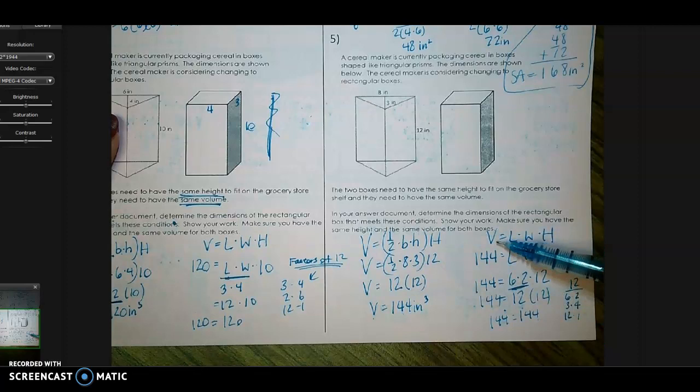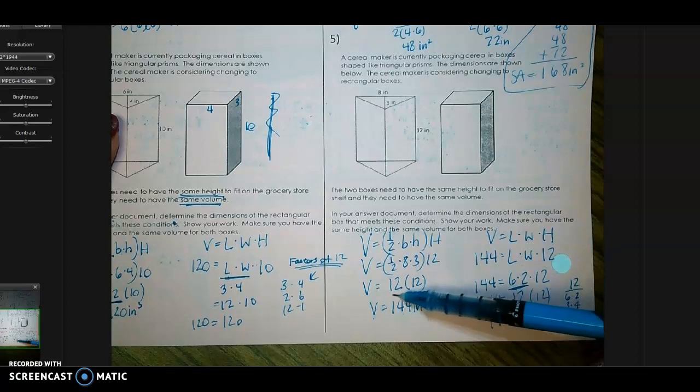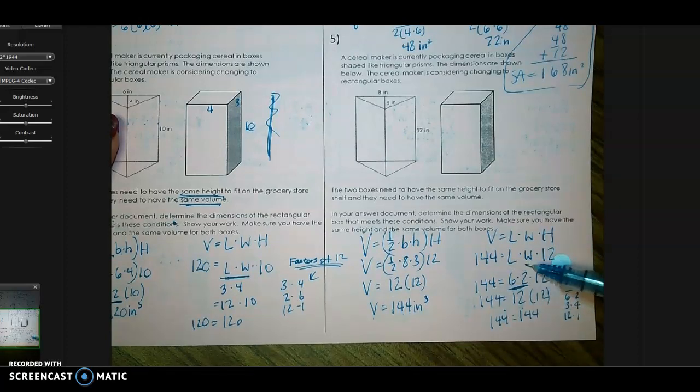Then over here I had to take out my volume and put 144 in. We knew our height was 12. And then once again that base was 12, so I had to get, for right here, my length and my width, I had to use a multiple of 12. So this time I just picked 6 and 2, and I still get my 144 for my volume. So any of these would be possibilities that they would accept.